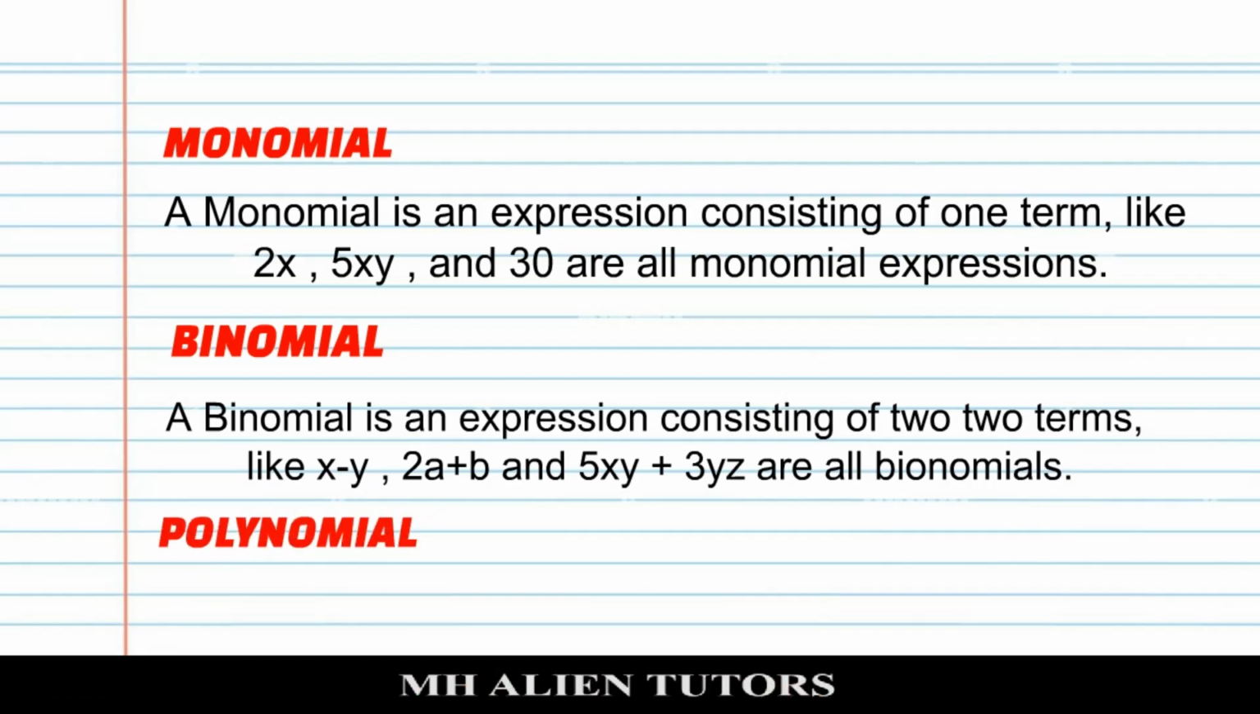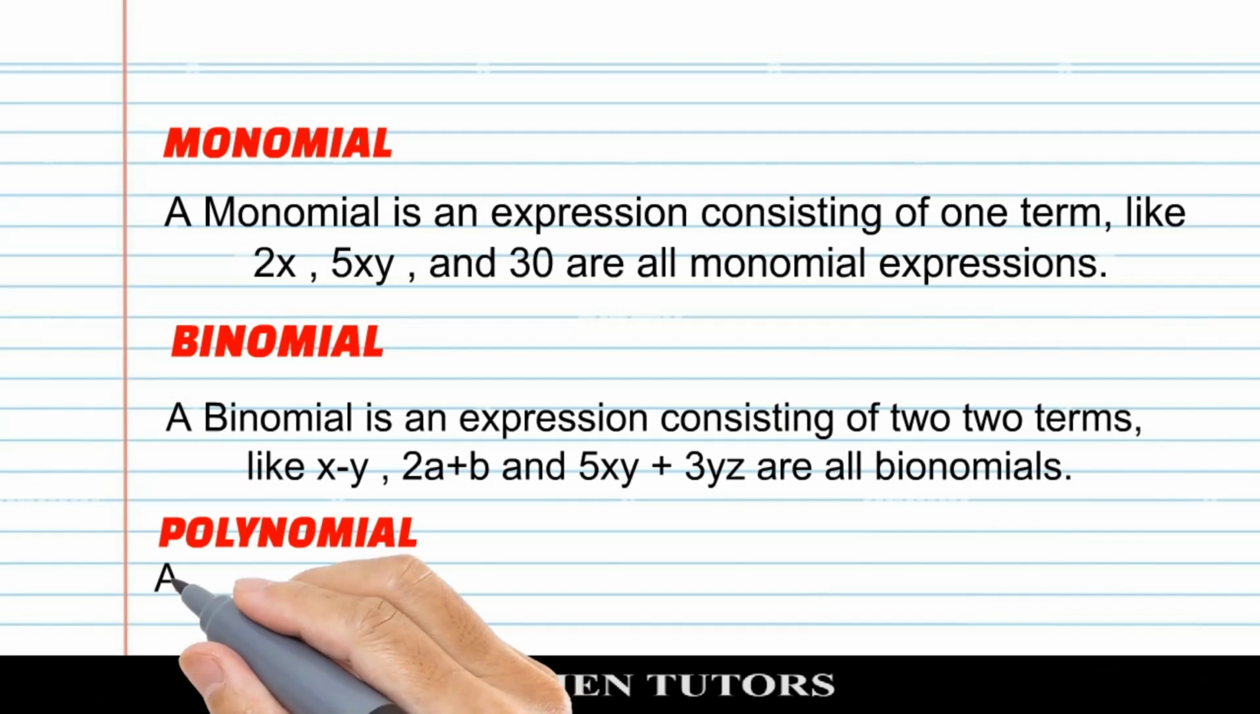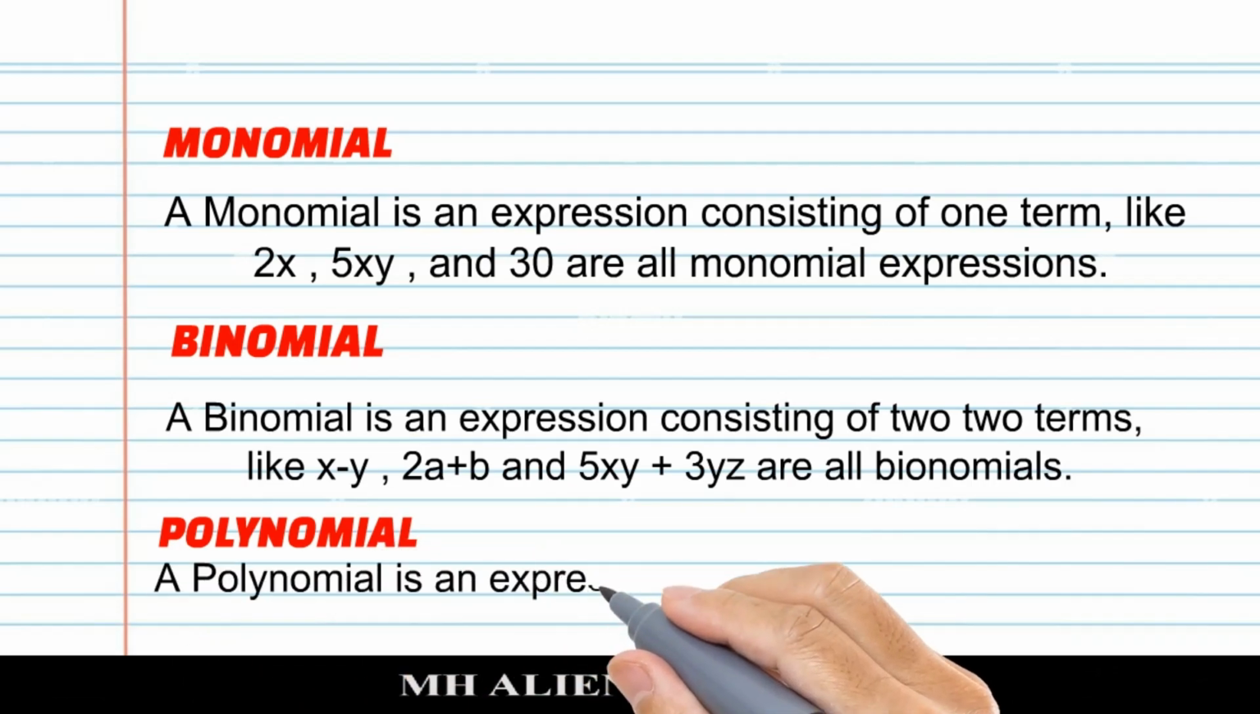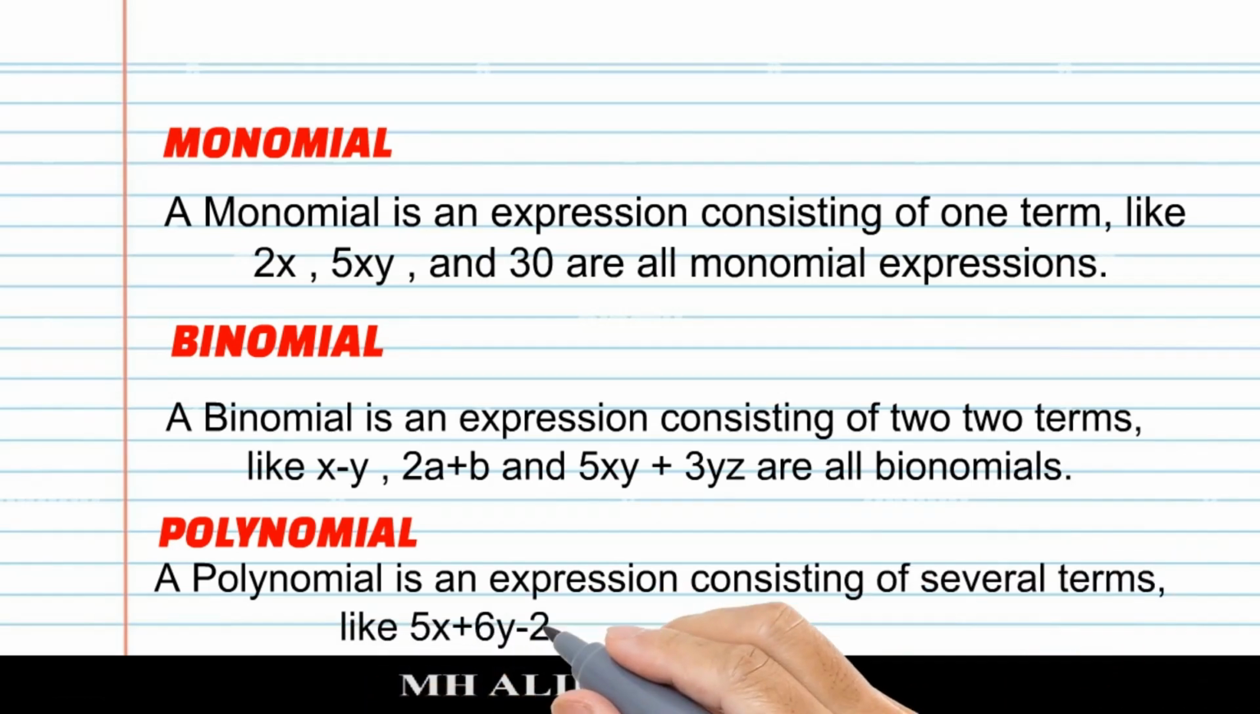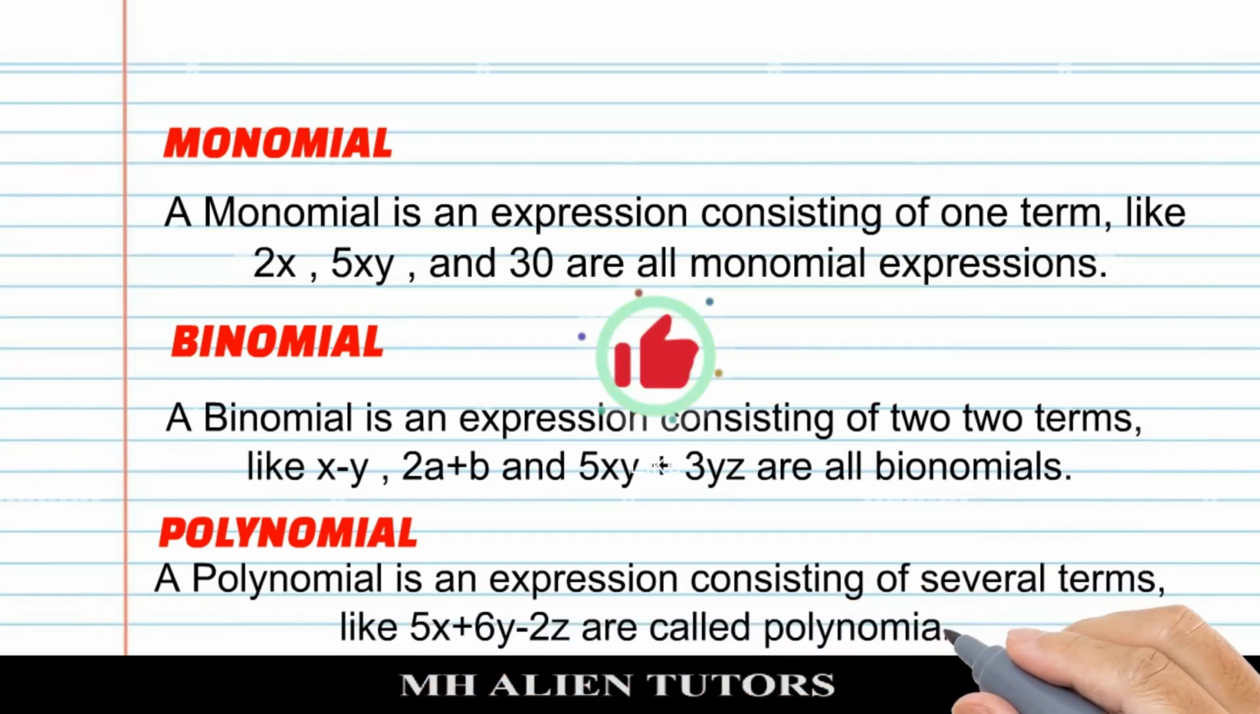And lastly, we have polynomials, expressions with three or more terms, like 3x plus 2xy minus 5 or 4a minus 2b plus 7c. Polynomials are like a math party with lots of terms joining in the fun. Or a polynomial is an expression consisting of several terms, like 5x plus 6y minus 2z are called polynomials.